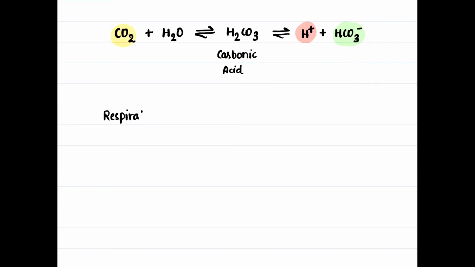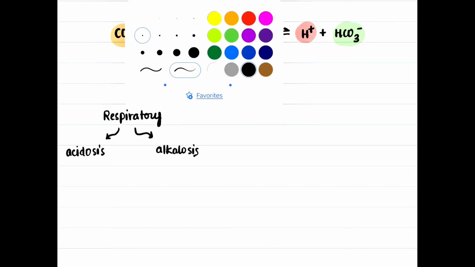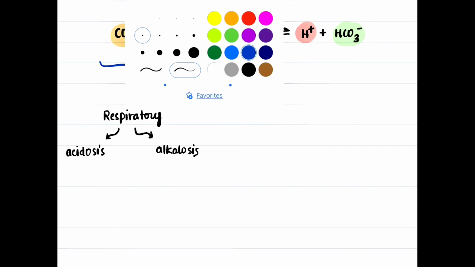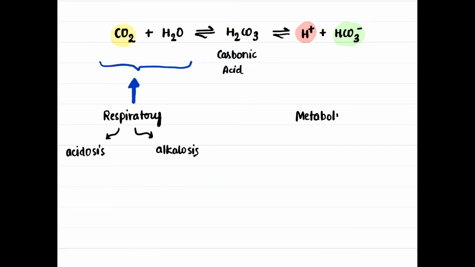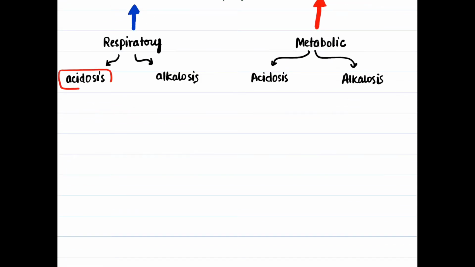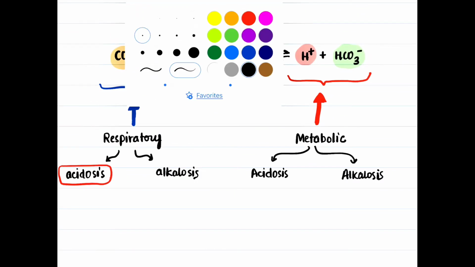Now, when we talk about respiratory acidosis or respiratory alkalosis, we will keep this in mind: whenever we're talking about respiratory, we are talking about the first part of this equation, which is carbon dioxide and water. And when we're talking about metabolic alkalosis and acidosis, we'll be talking about the ionic forms. We'll consider the presence or the absence of the ionic forms, right?